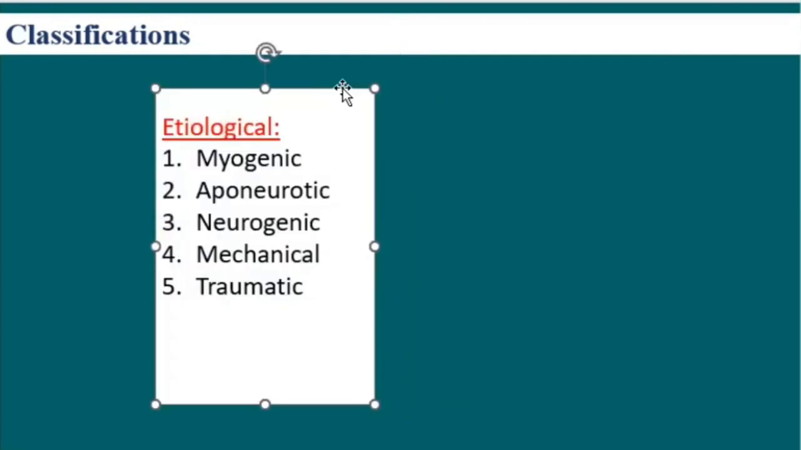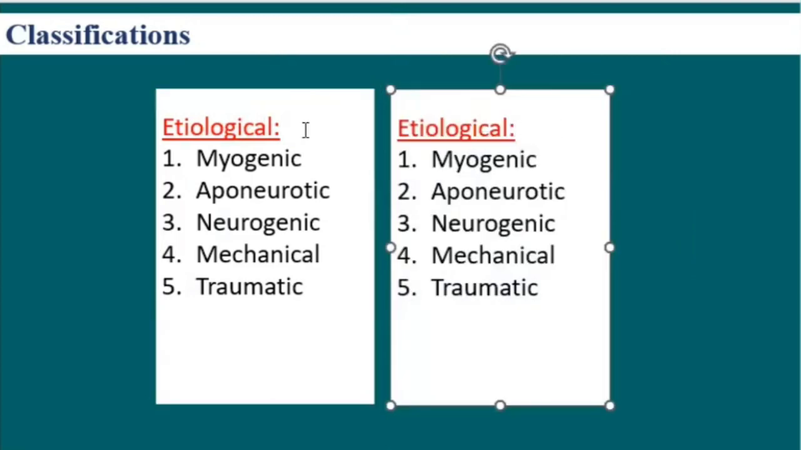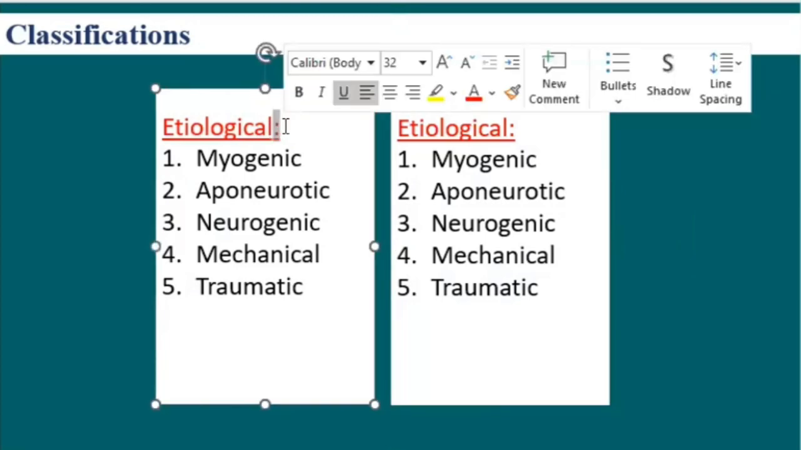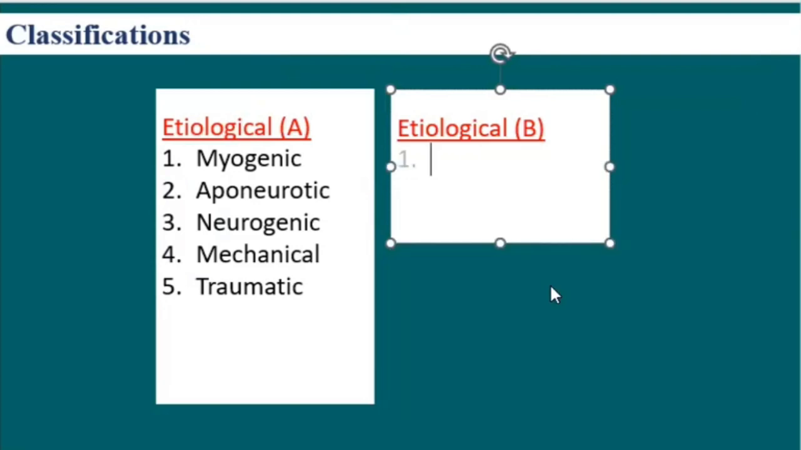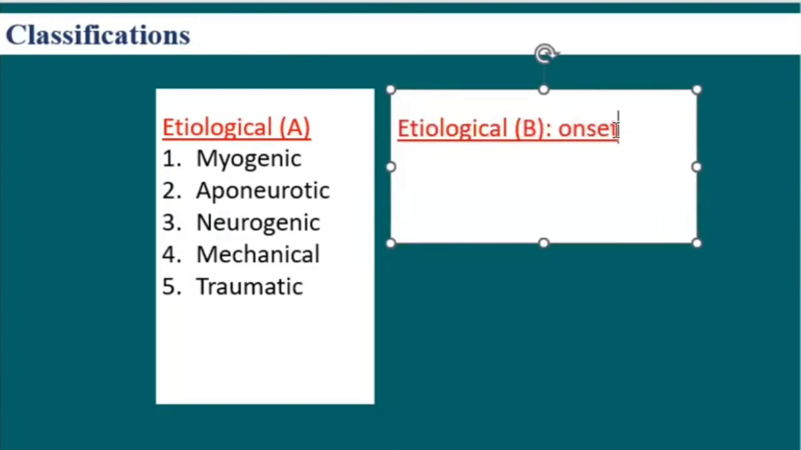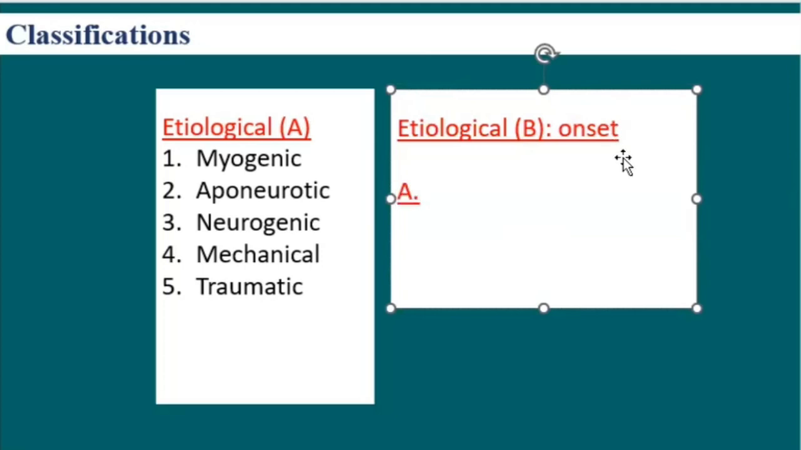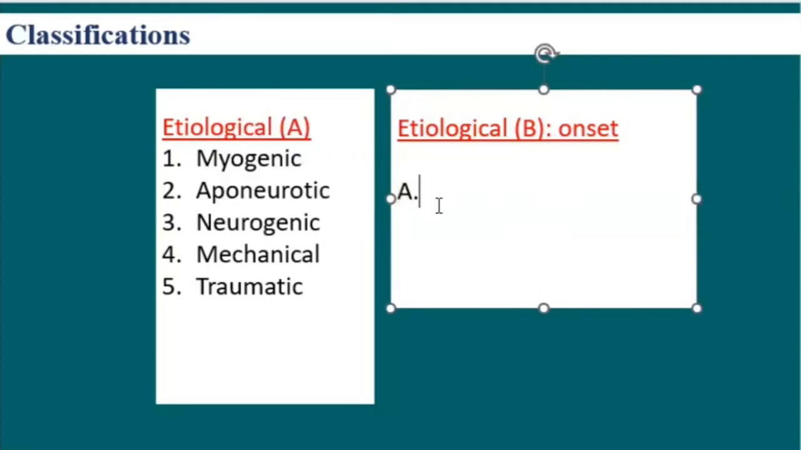Okay. This is a kind of classification. So we have also another way for etiological classification. It's still about etiology. Sometimes they divide it according to the onset of ptosis itself. So we can classify it into what? According to the onset. Acute. No, not acute. Okay. So, yeah. Pupil involving.